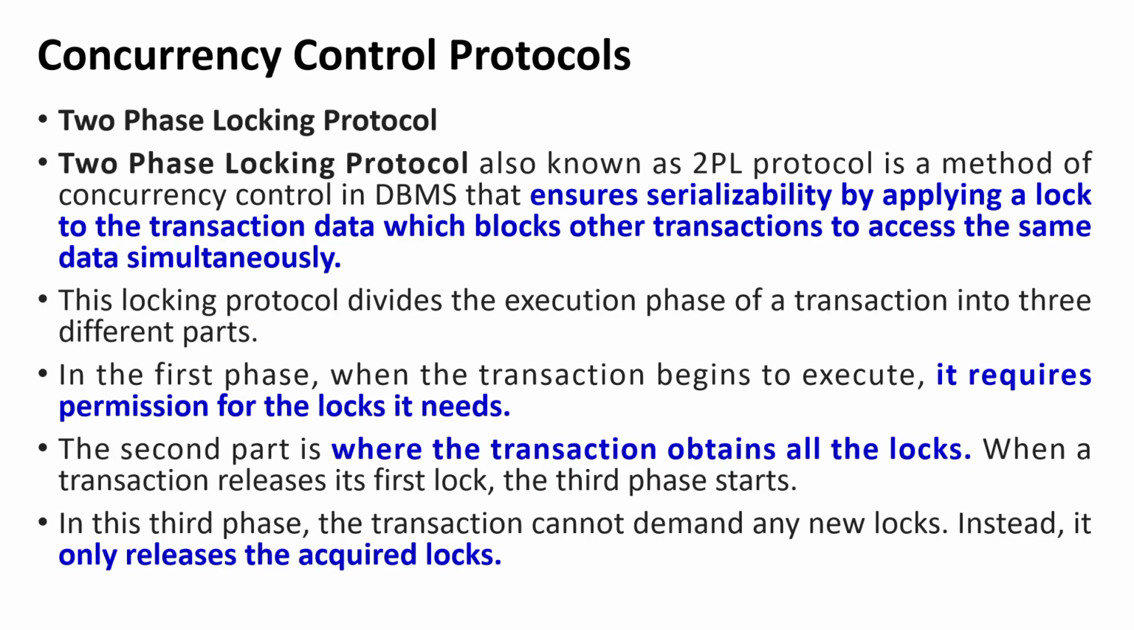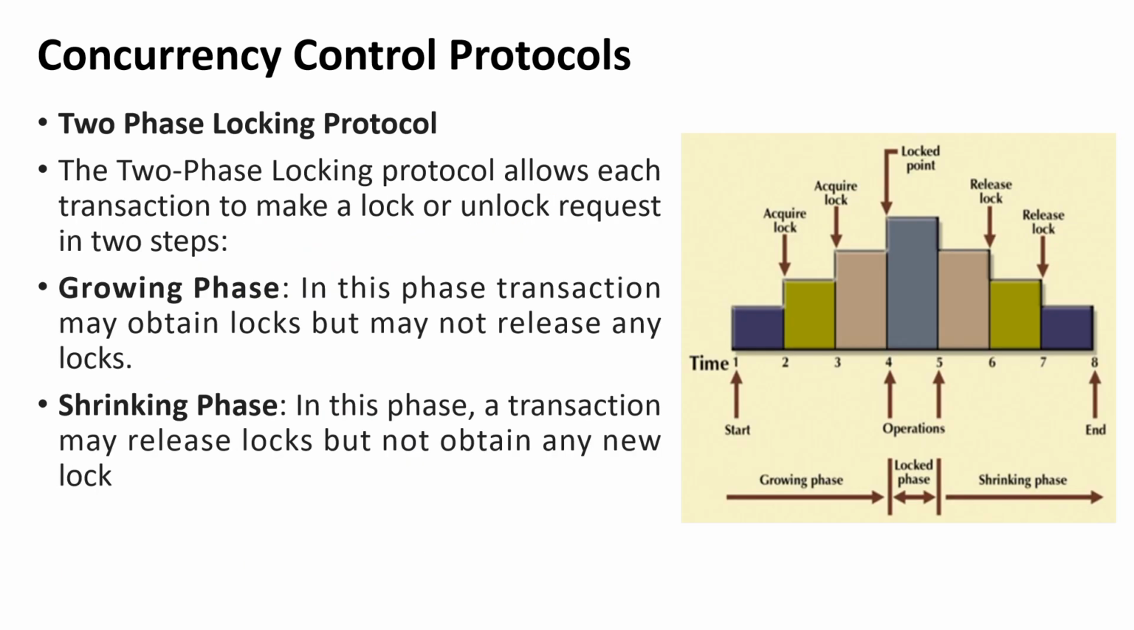Two-phase locking protocol, also known as the 2PL protocol, is a method of concurrency control in DBMS that ensures serializability by applying a lock to the transaction data, which blocks other transactions from accessing the same data simultaneously. The two-phase locking protocol consists of a growing phase and a shrinking phase. In the growing phase, a transaction may obtain locks but may not release any locks. In the shrinking phase, a transaction may release locks but not obtain any new locks.